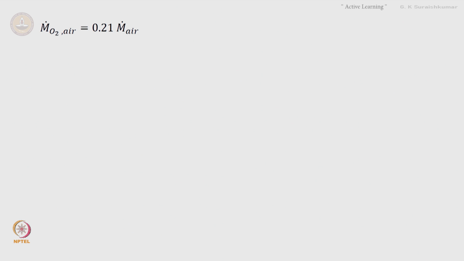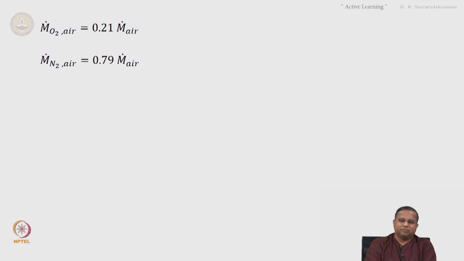So, the molar flow rate of oxygen in air is 0.21 times the molar flow rate of air, since 21% by mole is oxygen, and by extension the molar flow rate of nitrogen in air must be 0.79, that is 1 minus 0.21, times the molar flow rate of air. This would come from the students mostly. Wait till the average student gets it.